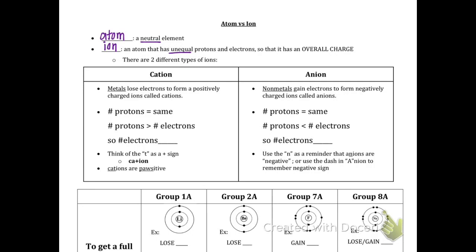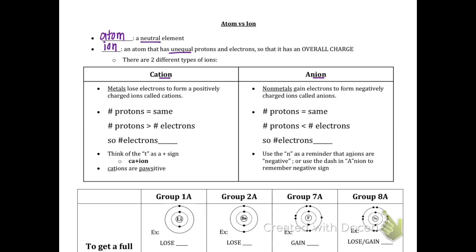There are two different types of ions. There's one called cation, and the other one is called anion. So, the key word is that they have the word ion in the name. So please don't call it cation and anion. You want to say cation and anion. So let's start with cations.